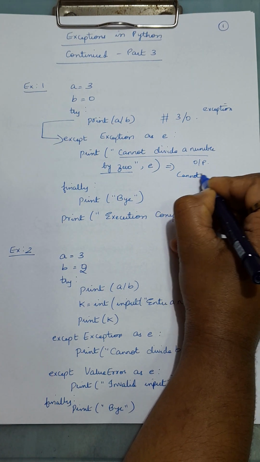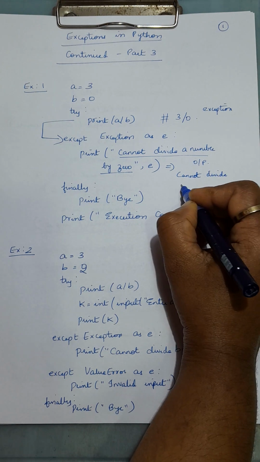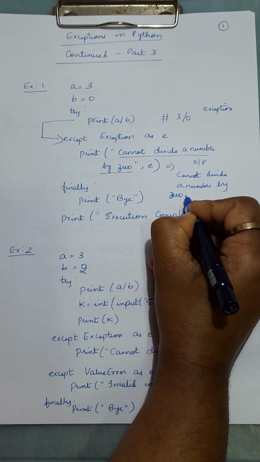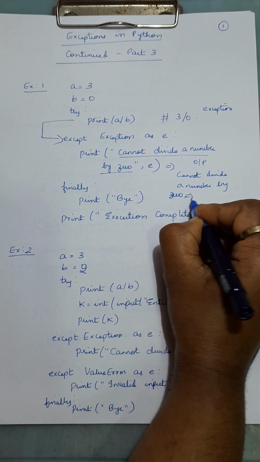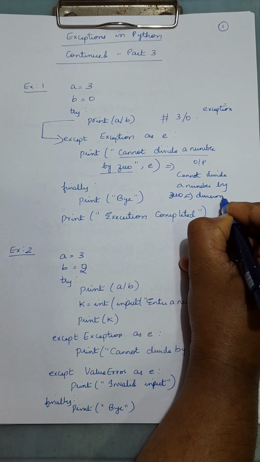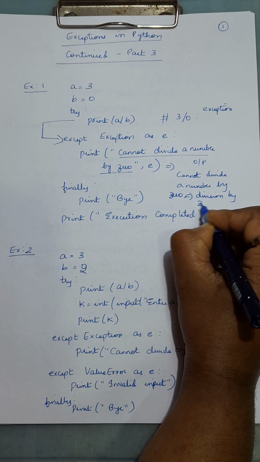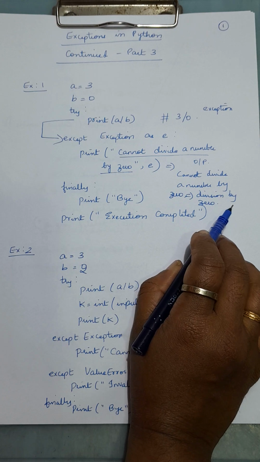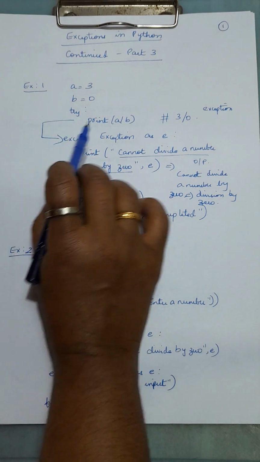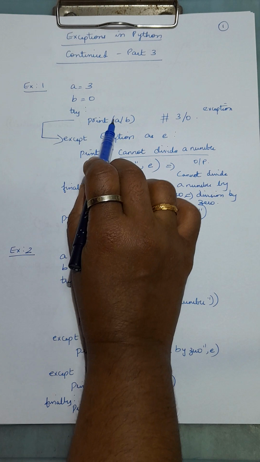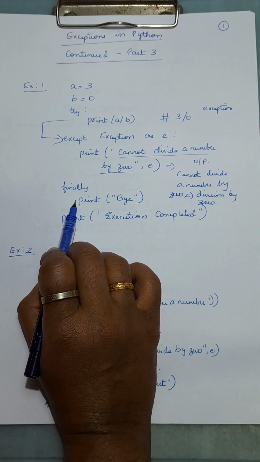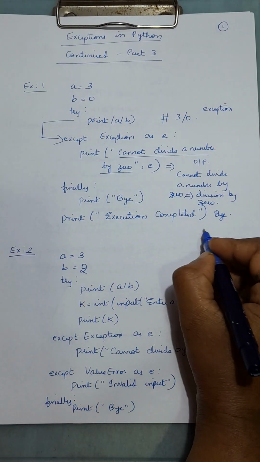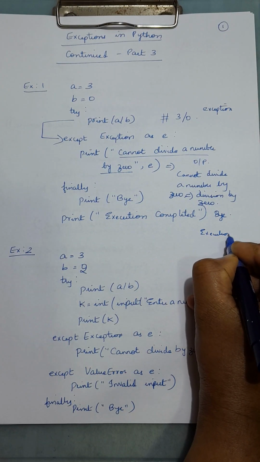which means the output will be "cannot divide a number by 0", followed by what is E here? "Division by 0". So E is the exception. What is the exception? It is the division by 0. Okay, and then finally, whether the try block or except block executes, finally will obviously execute at the end. So finally you will have "bye" along with the output and then "execution completed".